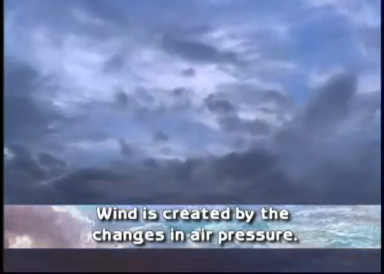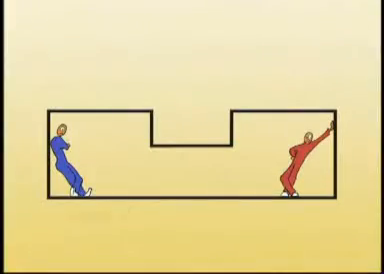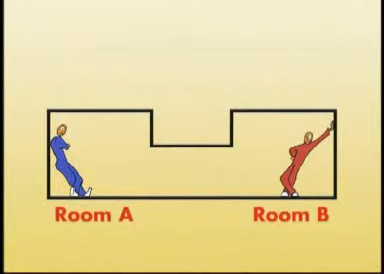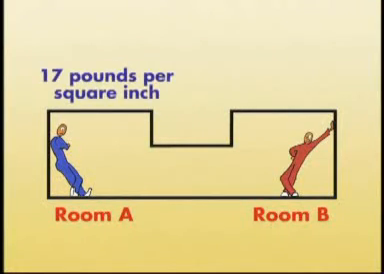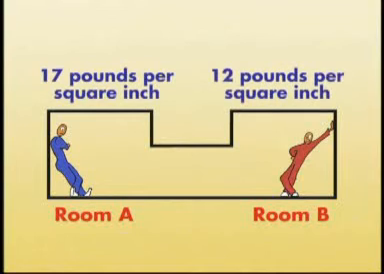So how exactly does air pressure create wind? By the difference in air pressure between two places. Let me explain. Imagine two rooms connected by a tunnel. Say the air pressure in room A is 17 pounds per square inch, and the air pressure in room B is 12 pounds per square inch. If you were standing in the tunnel, you would feel wind. You see, air would move from room A to B, causing wind. High pressure will push air toward lower pressure.